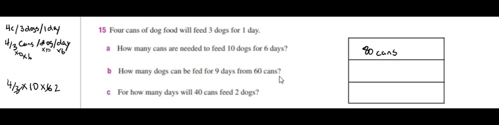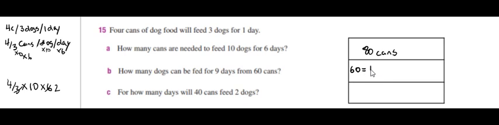Okay, part B. We have got how many dogs can be fed for 9 days on 60 cans of food. So here we've got a lot of work, working backwards a little bit. So if I can squeeze it in here, we're going to have 60 cans as our answer.